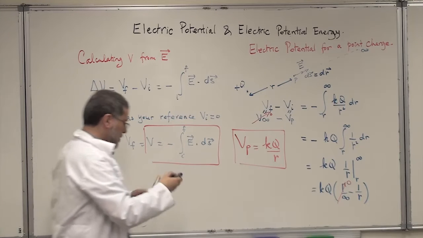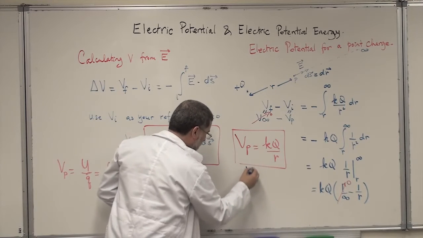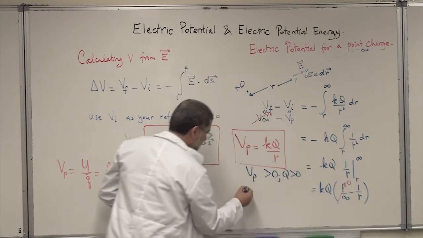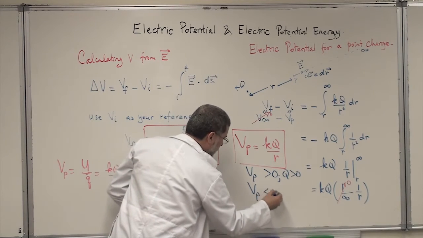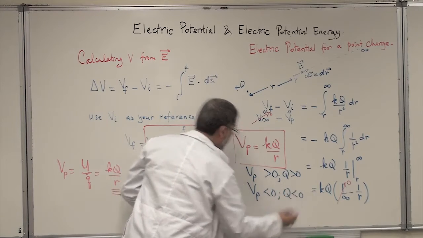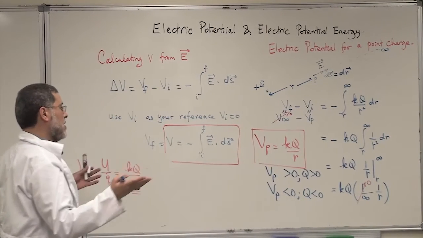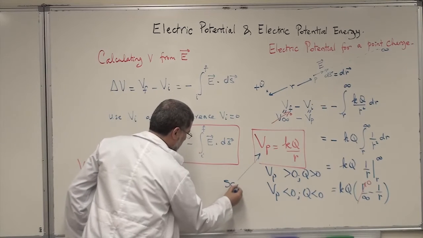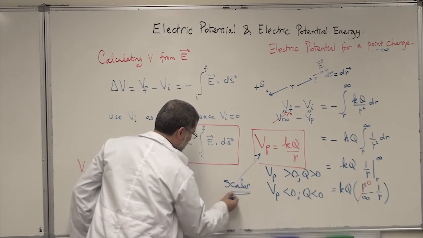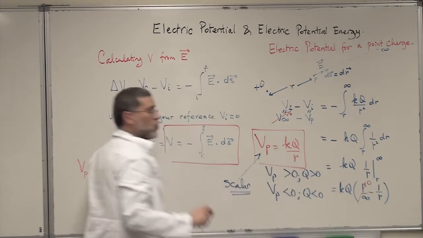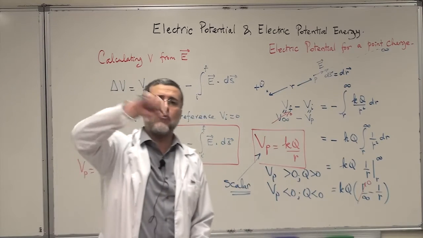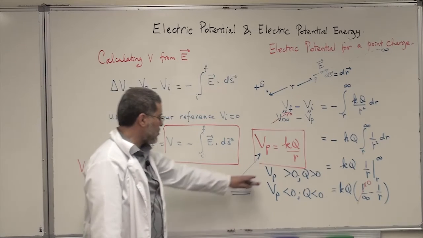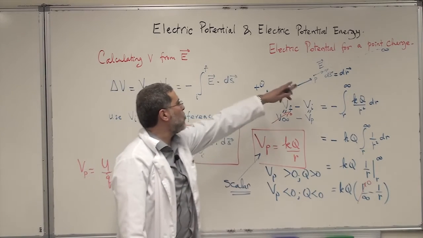Okay? So this potential here, V at point P, can be positive if Q is positive. And V at point P can be negative if Q is negative. Be careful, my son. So it's a scalar. I'm going to repeat again, this is a scalar, and the scalar can be positive and negative depending on the sign of the charge. So the sign of the charge is important. You have to put the plus or minus of the charge when it is given to you, okay? So the potential at point P is KQ over R.